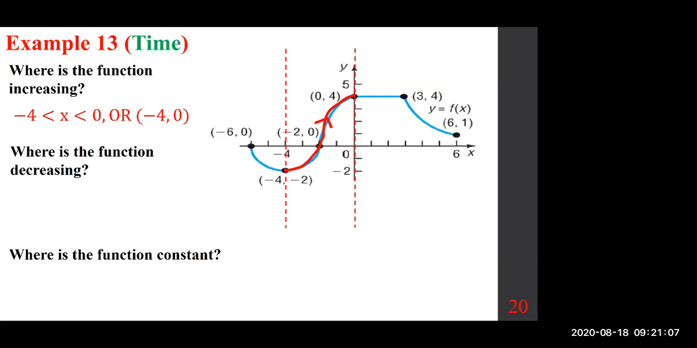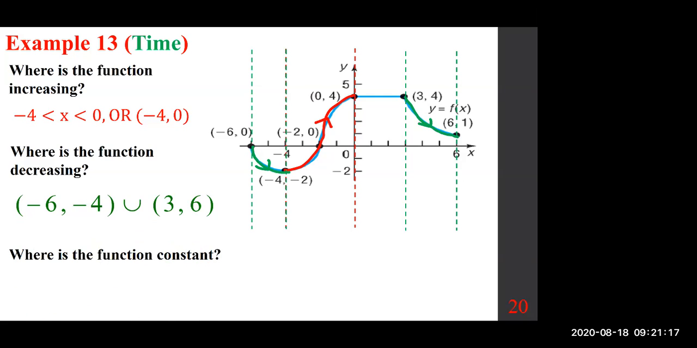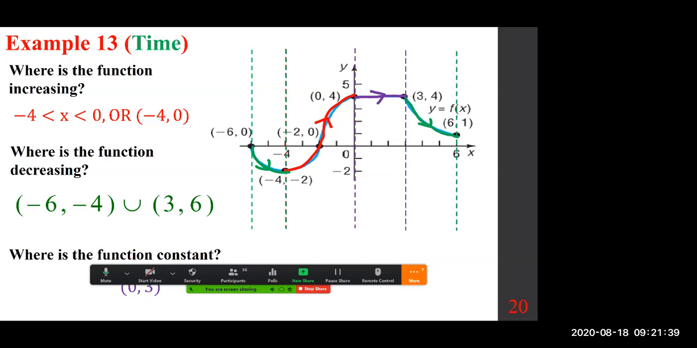Where is the function decreasing? Look at this portion, and look at this portion in green. And therefore, from -6 to -4, union 3 to 6. Notice the endpoint is not included. Finally, where is the function constant? From 0 to 3. That's very straightforward, class. I hope it makes sense to everybody. I hope everybody is comfortable with the concept.